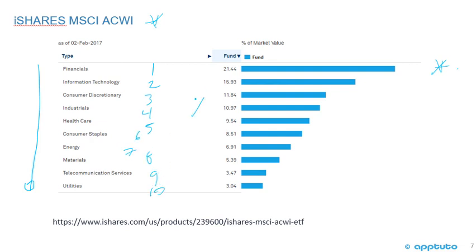I like to show the slide because that relates to the GICS, which is the Global Industry Classification System. There are some different systems, but this is a popular one that you study in the CFA program, the GICS, Global Industry Classification System, and it's made up of 10 industries, okay? Financials, IT, consumer discretionary, industrials, healthcare, consumer staples, energy, materials, telecommunications, and utilities. And so this is the weightings with regards to the MSCI All-Country World Index.